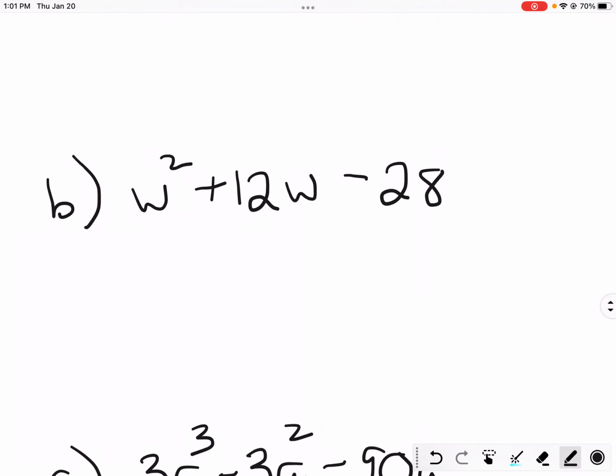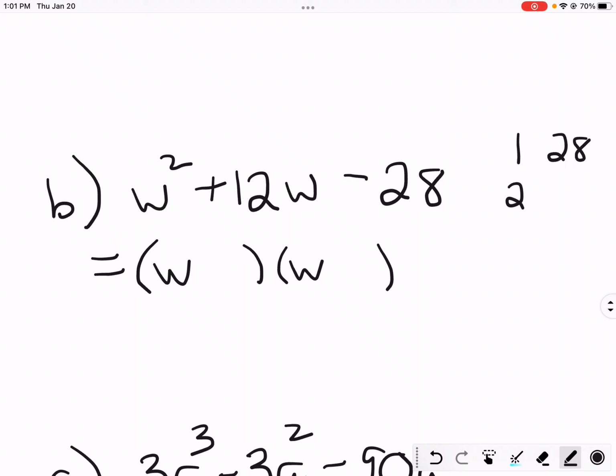Next one. Again, we know it's going to come from something like this. We're looking for two numbers. I'll put in the W's here. Two numbers that multiply to give 28. 1 and 28, 2 and 14, 4 and 7. Those are the possibilities that will give that.